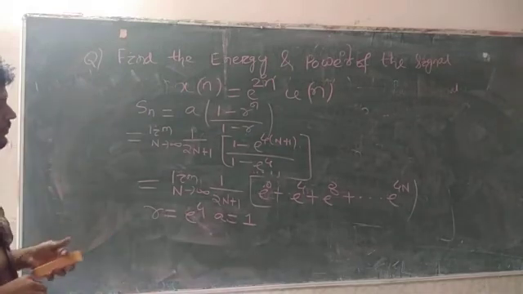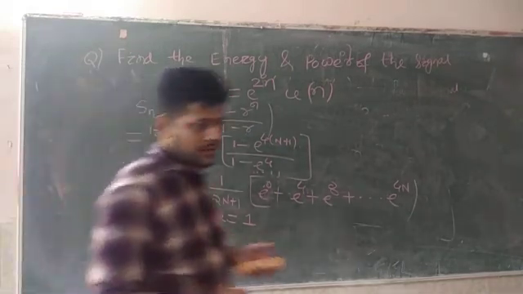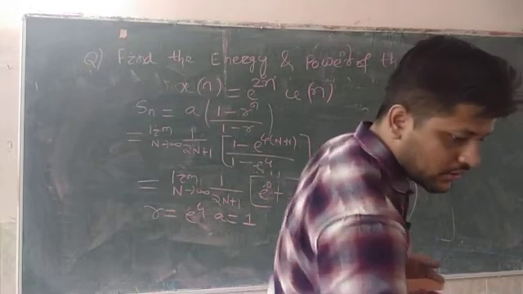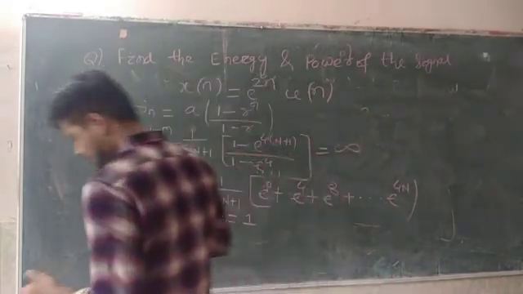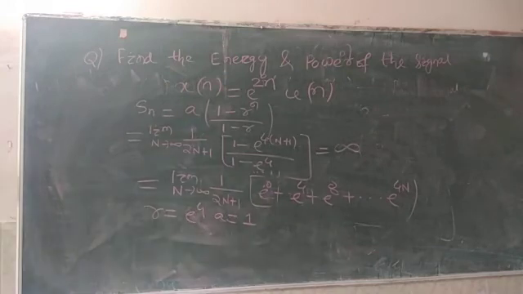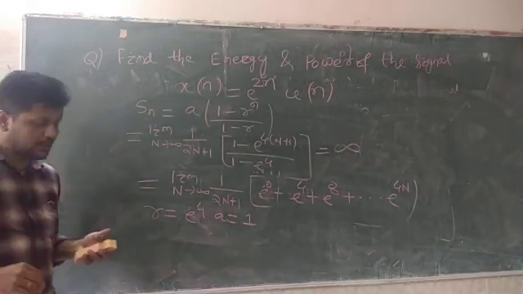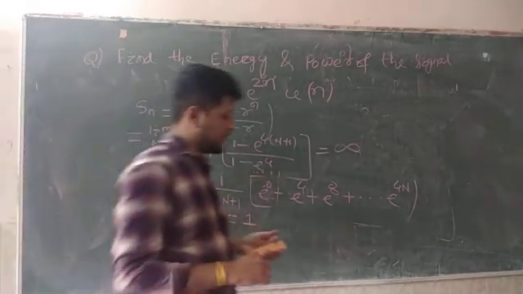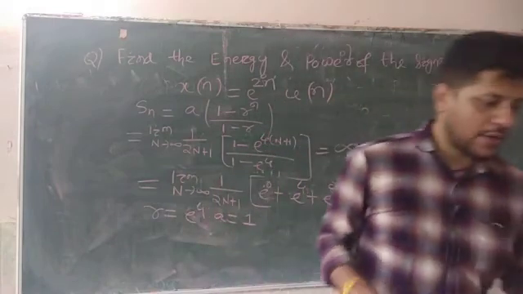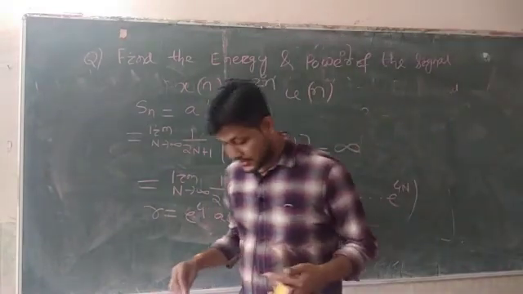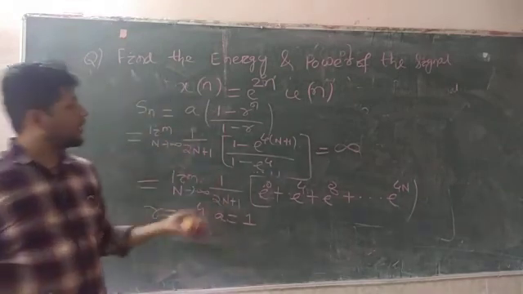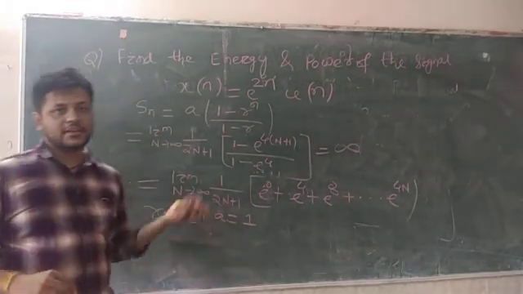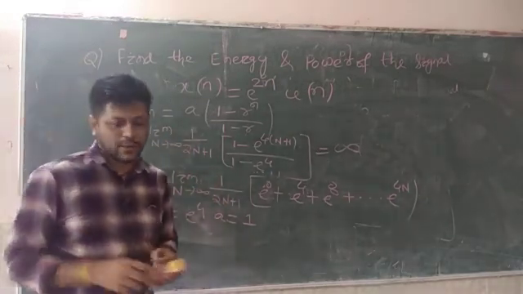So now we can put the limit. This value obviously becomes infinite, and this value also becomes infinite as n tends to infinity. So energy is infinite and power is infinite. Hence this signal is neither an energy nor a power signal. So we have calculated that energy is infinite and power is infinite, hence this signal is neither energy nor power signal.